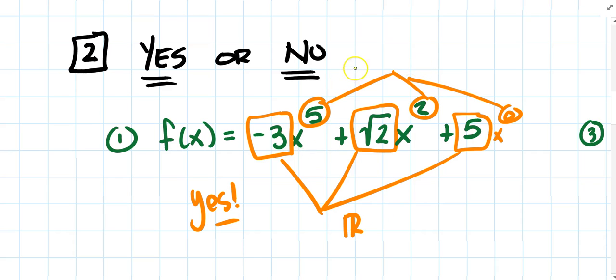This is a polynomial function of degree 5. It is to note that the degree is the largest exponent that we see. So this is a degree 5 polynomial function.